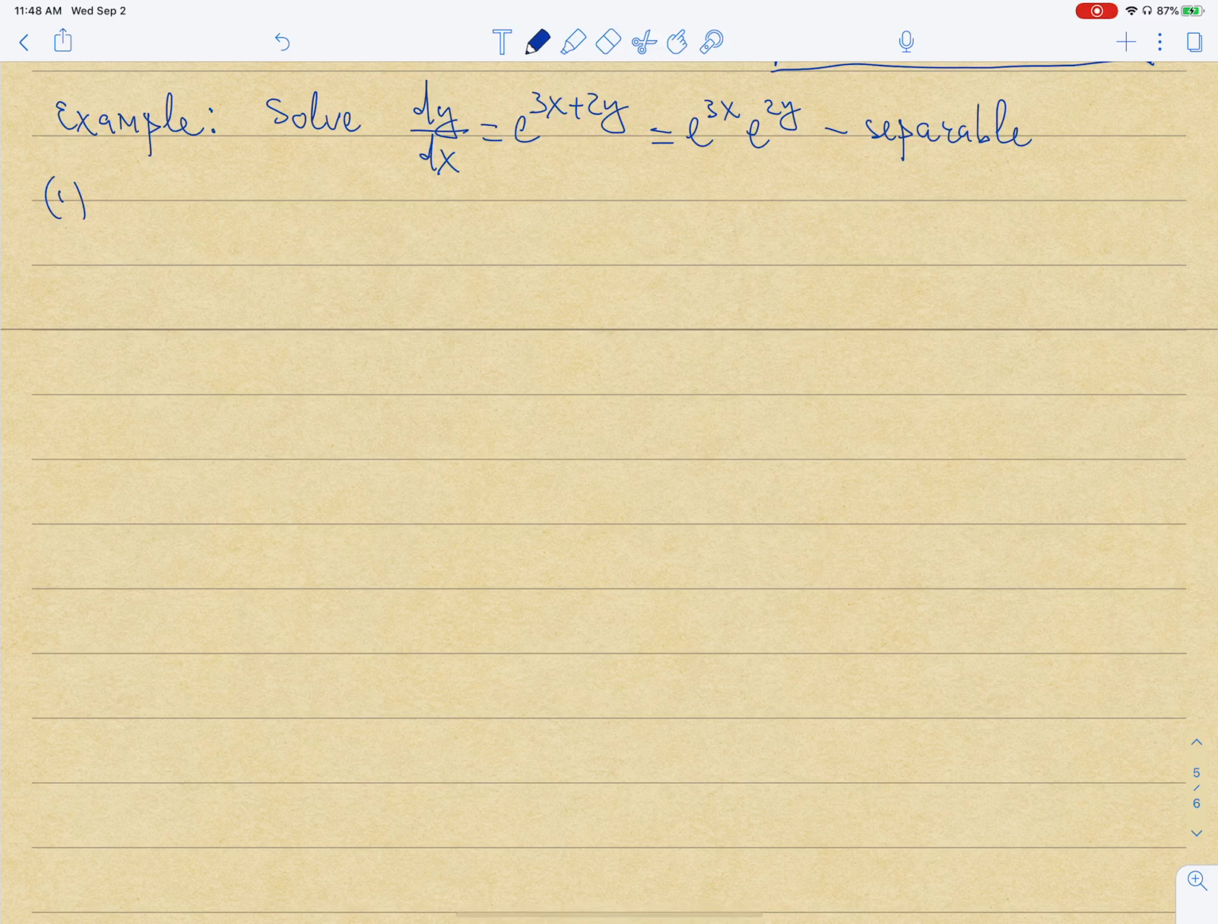Then number one, e to the 2y is never equal to 0. So there are no equilibrium solutions.